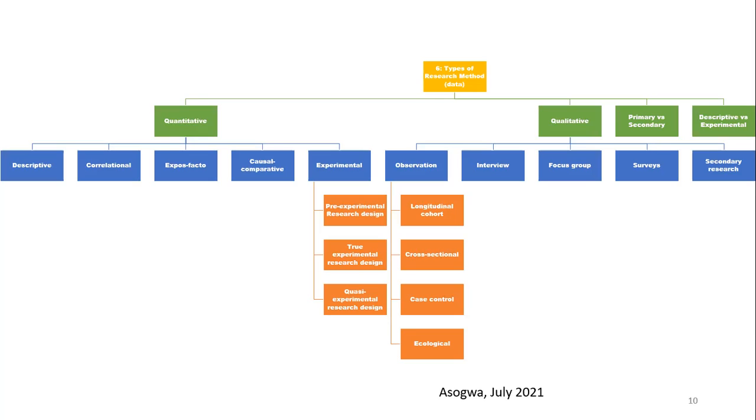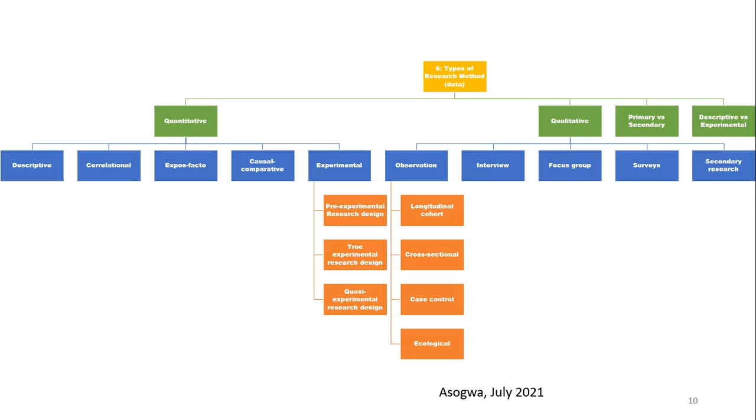But here, we are still going to have some other classification based on data. And we have primary versus secondary data. It's also a type of research method under data collection. We also have descriptive and experimental. It is also under this research method of data collection.